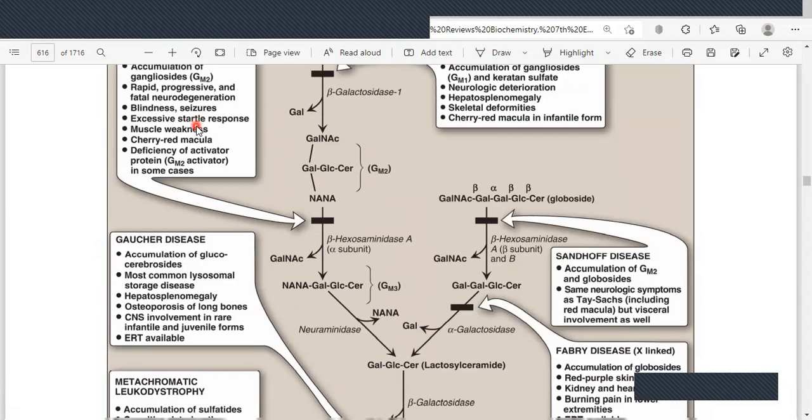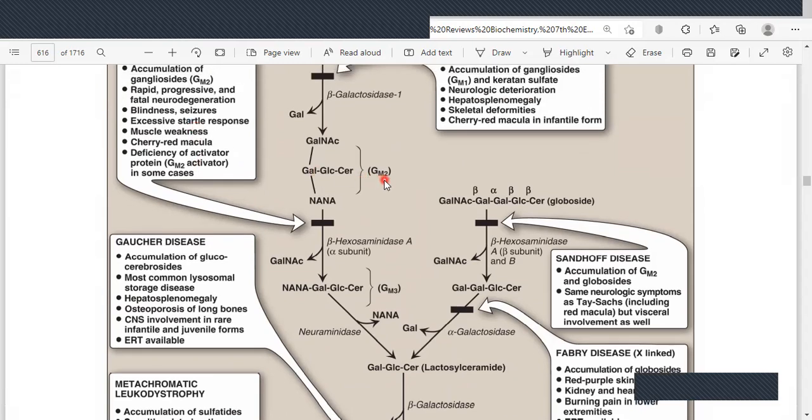Now, after removal of that galactose, you form GM2. GM2 will be composed of N-acetylgalactosamine, galactose, glucose, ceramide, and your N-acetylneuraminic acid. You have just removed the galactose from GM1. In the next reaction, we want to remove the N-acetylgalactosamine. This reaction is catalyzed by beta hexosaminidase A. But beta hexosaminidase A has two subunits, an alpha subunit and a beta subunit. The subunit which catalyzes the removal of the N-acetylgalactosamine from GM2 is the alpha subunit.